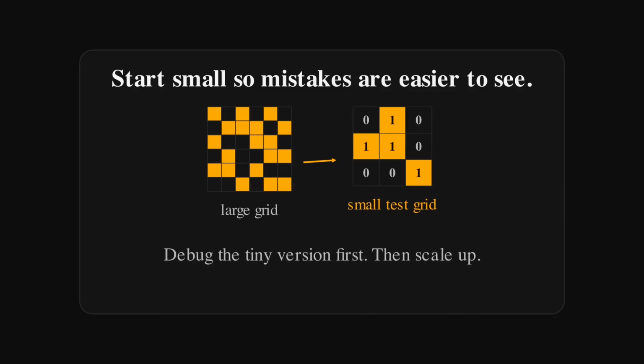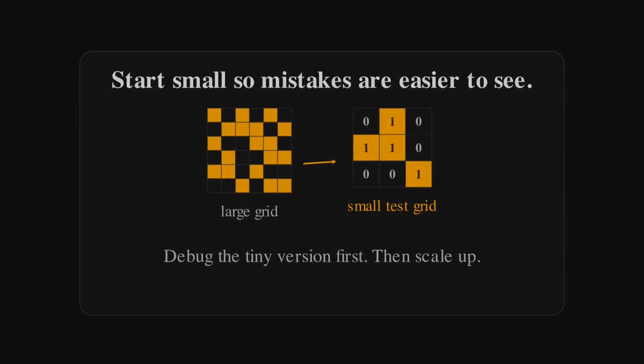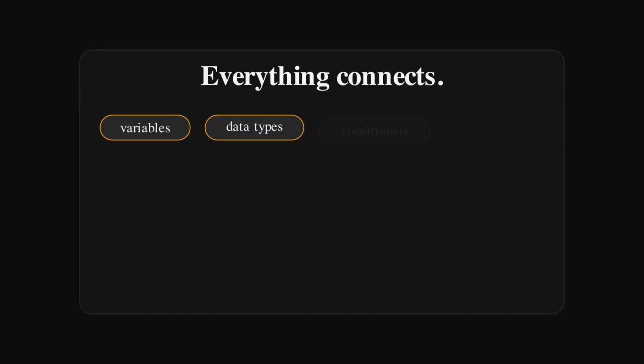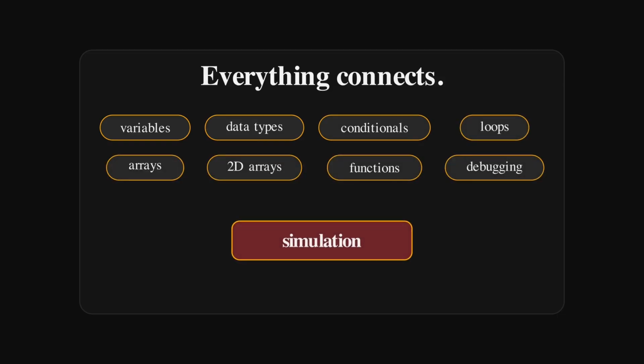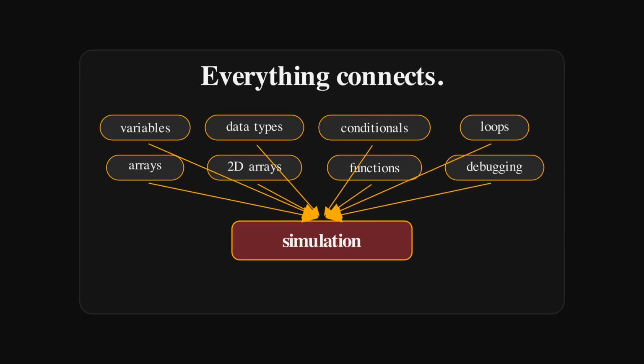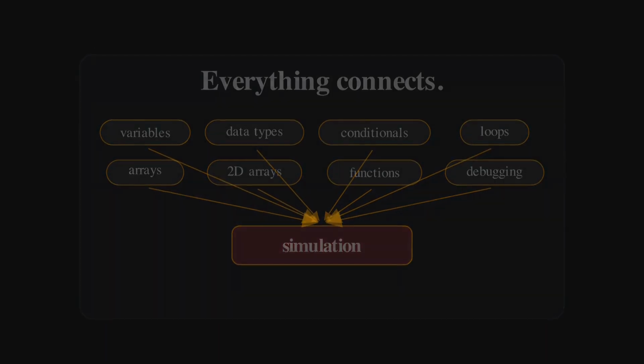Everything connects. Variables store information, data types describe the information, conditionals make decisions, loops repeat updates. Arrays and 2D arrays store many values, functions organize the code. Debugging helps us fix mistakes. Together, these ideas help us build simulations.